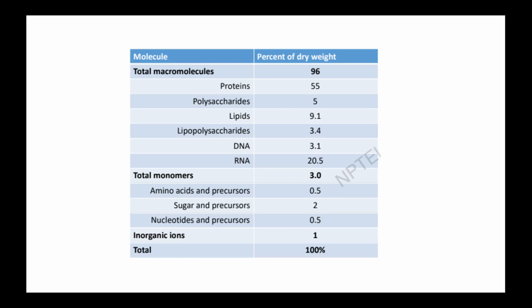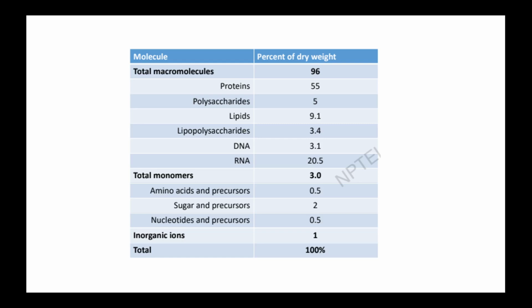So after protein, the most major fraction of macromolecule is RNA. Then we have some monomers present in the cell apart from these macromolecules, the monomers of these macromolecules. So amino acids and precursors, which are responsible for protein formation, are also there in 0.5%. Then sugars and precursors, which are the precursors of polysaccharides and lipopolysaccharides. Then we have nucleotides and precursors, which are the precursors of DNA and RNA. All of these are also present in smaller quantities.